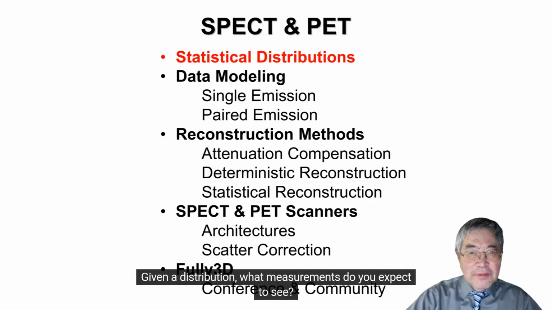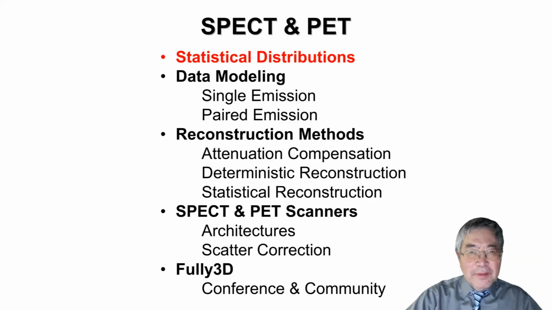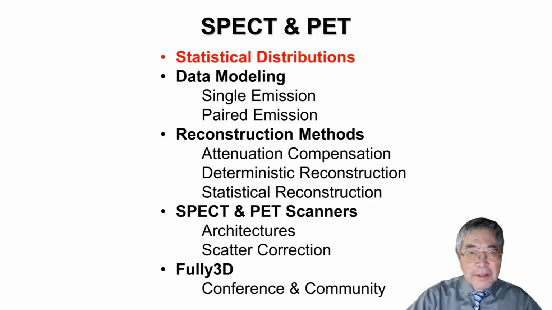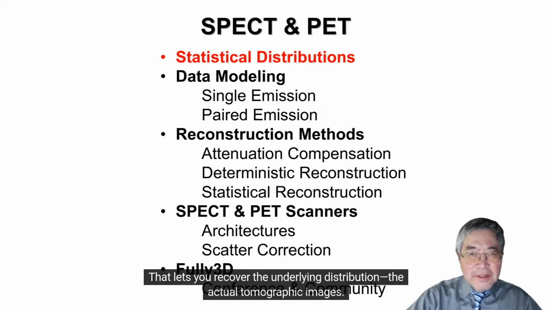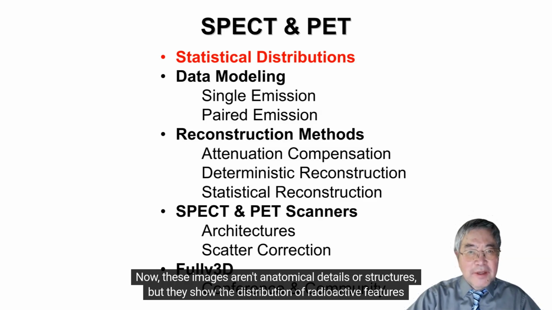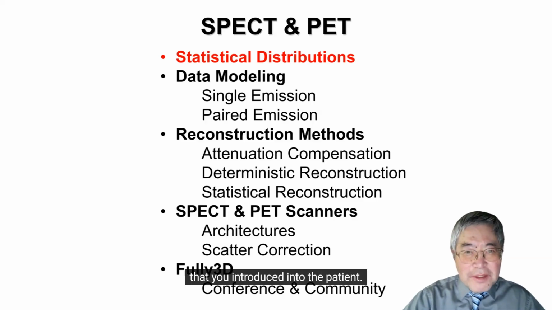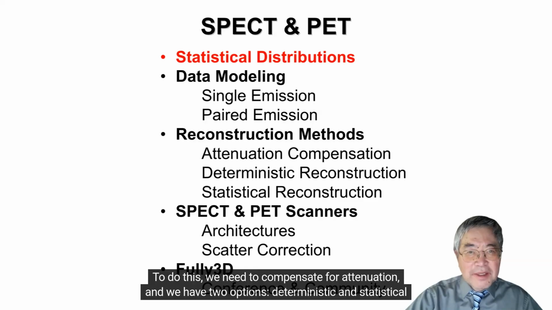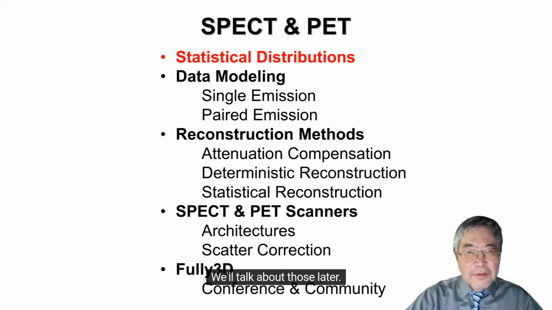Given a distribution, what measurements do you expect to see? Once you have a forward model, you want to invert the process. That lets you recover the underlying distribution, the actual tomographic images. Now, these images aren't anatomical details or structures, but they show the distribution of radioactive features that you introduced into the patient. To do this, we need to compensate for attenuation, and we have two options, deterministic and statistical reconstruction. We'll talk about those later.